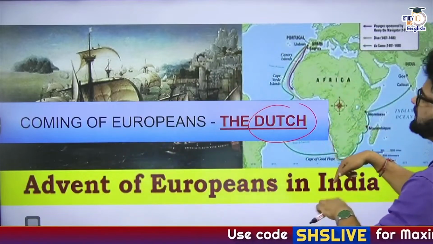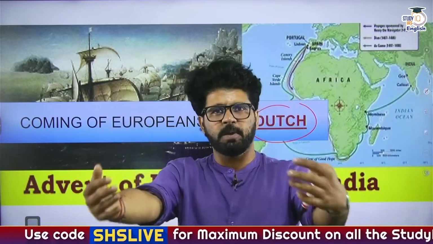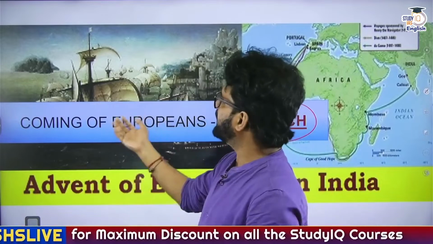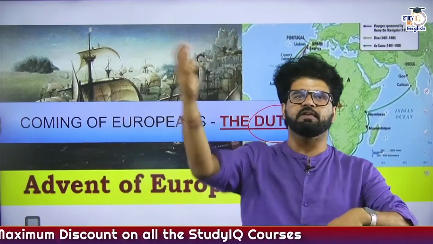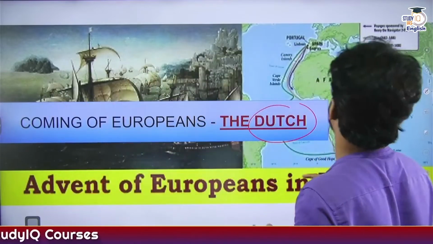So Dutch East India Company, let's focus here, was established in 1602. Dutch people from the East India Company arrived in India in 1605, almost 107 years after the Portuguese arrived. It's a very good time difference.